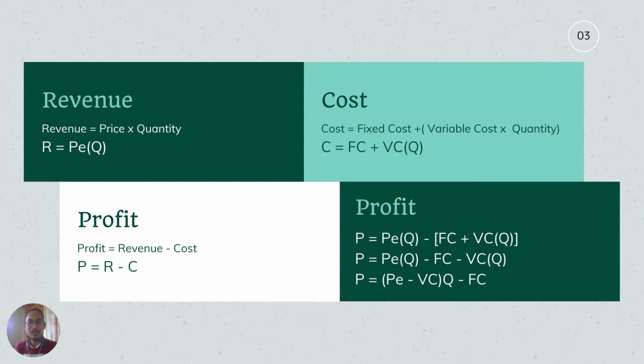Revenue. This pertains to the total money the company generates for the products it sold. It is represented by the formula price per unit multiplied by the quantity sold. Cost. This pertains to the total money the company spends to produce the product sold.